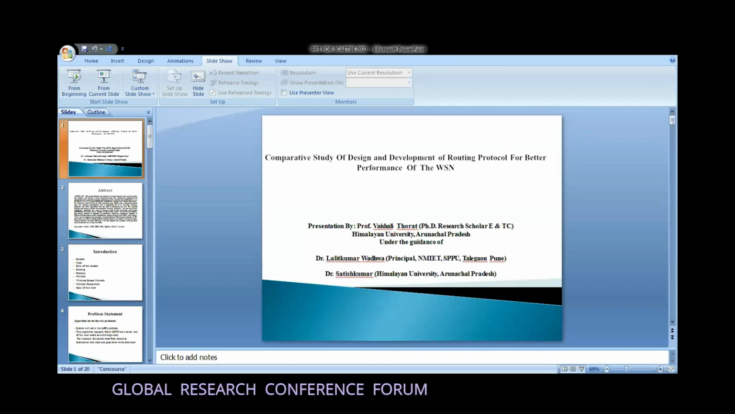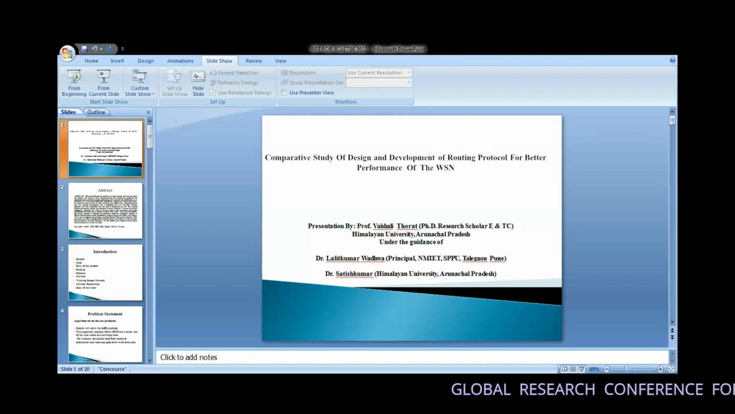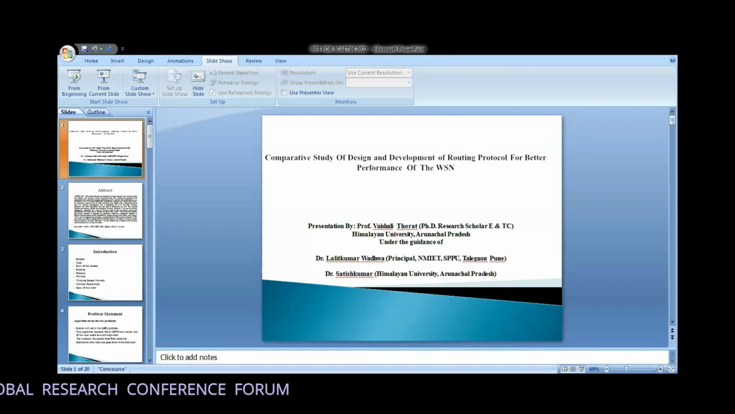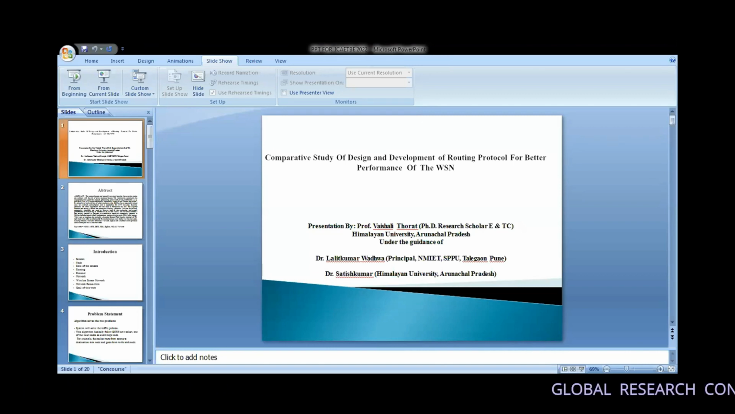What is the goal of this work? The goal of this work is the comparison of two traditional protocols, that are AODV and ESTR, and to try to find a new method, that is ASTR.